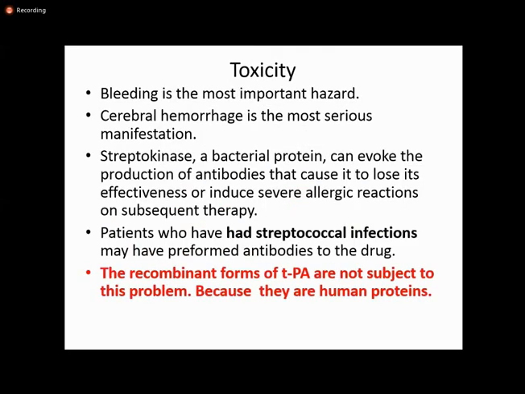Toxicity: bleeding is the most important hazard. Cerebral hemorrhage is the most serious manifestation.